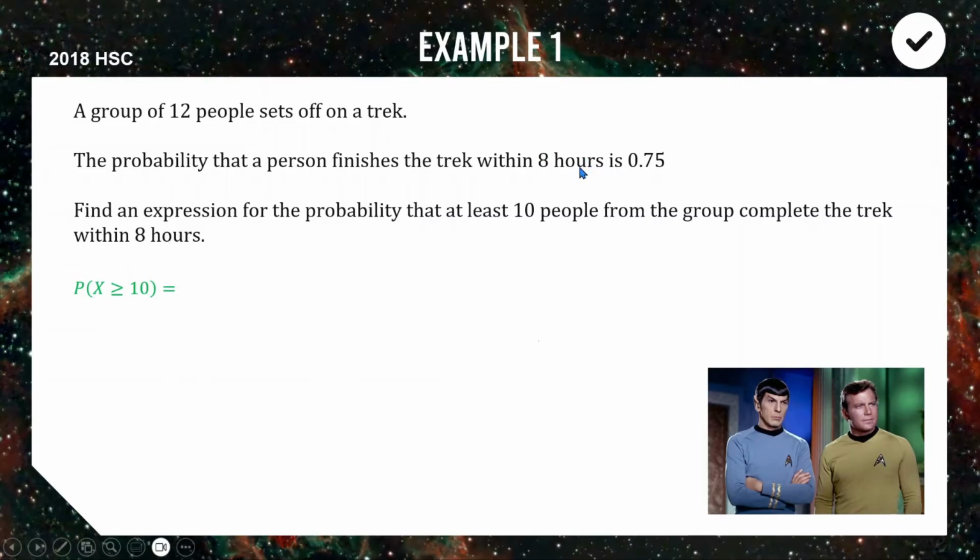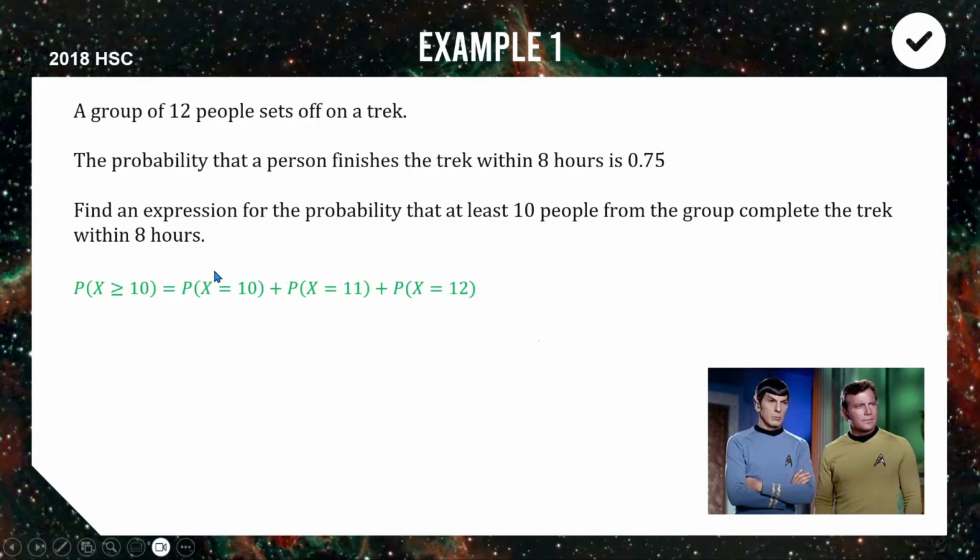So for at least 10, there's a few ways we could do that, because we could have 10 people complete it, we could have 11 people do it successfully, or we could have all 12 successfully completing the trek within 8 hours. So we have 3 things to calculate here, and then sum together and get our total answer. Notice for a lot of these questions, they say find an expression rather than a decimal answer, because quite often the decimals are very long and gross. So usually the working out is the correct answer.